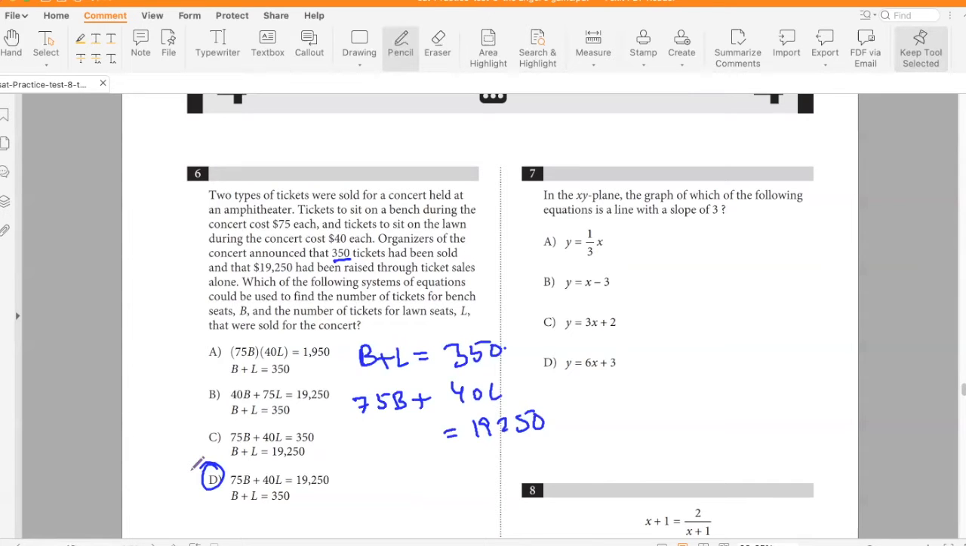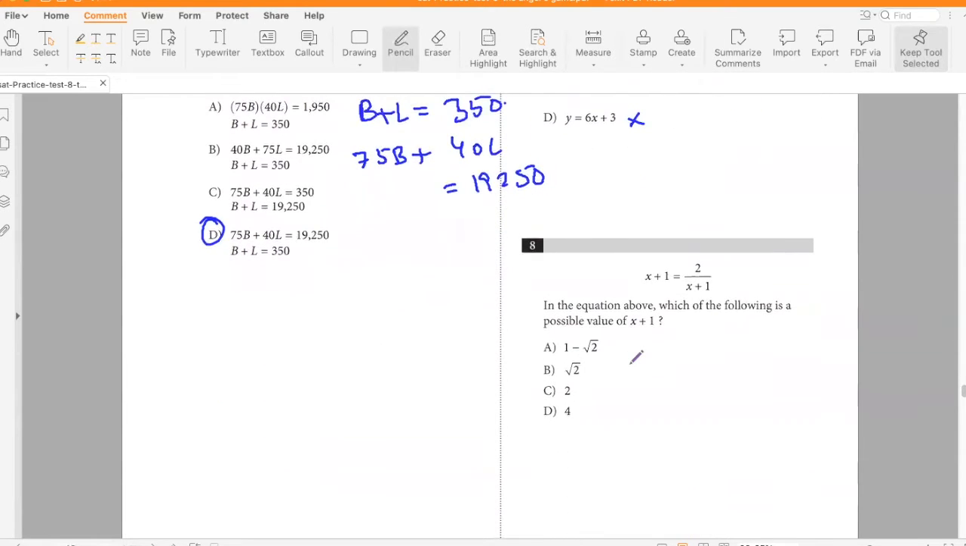In the XY plane, the graph of which of the following equations is a line with a slope of 3? So y is equal to mx plus c, so the coefficient of x is the slope. So not this, not this. Option C is the answer, and not this.